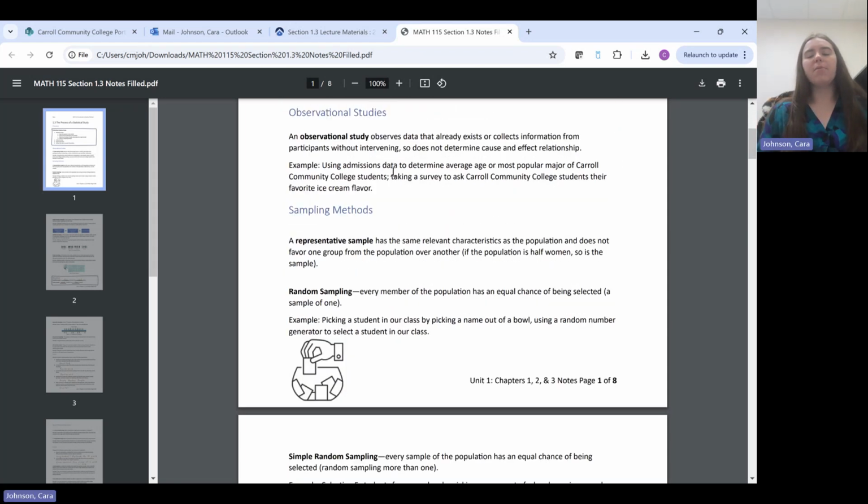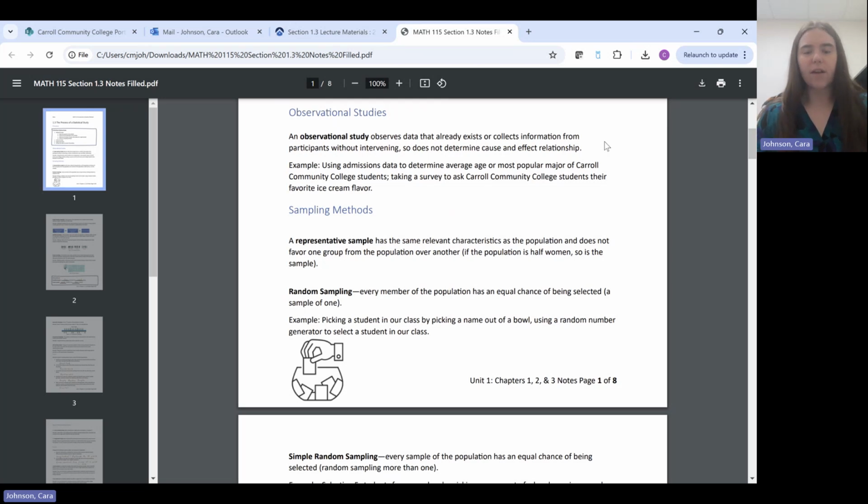So let's talk about observational studies first. What is an observational study? An observational study observes data that already exists or collects information from participants without intervening. So you're simply observing and collecting data. You're not intervening in any way or having any influence on the data. You're just simply looking at what's already occurring and collecting the data.